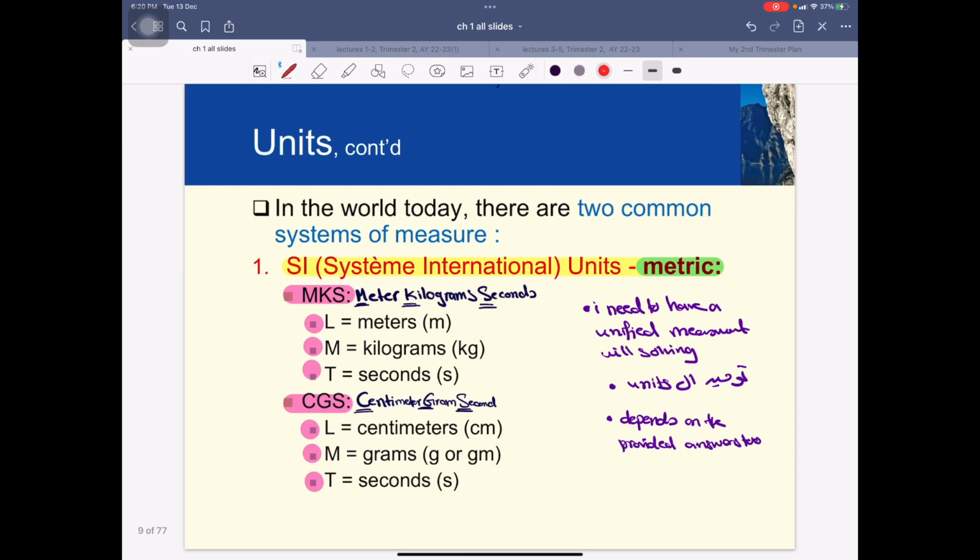However, we said we'd talk about the units, but we have major systems of units. We have two common systems of measure. First of all, we have the SI system of units, the international system of units, also called the metric system. In this international system of units, the first thing we have is two major parts: the MKS system and the CGS system.